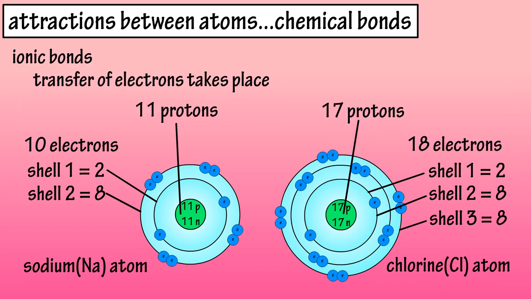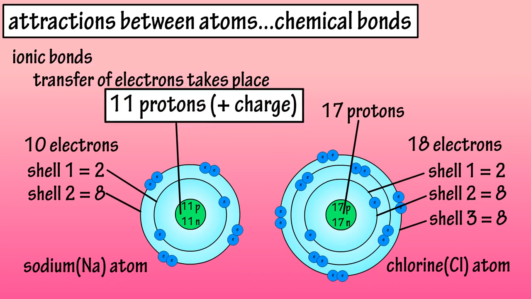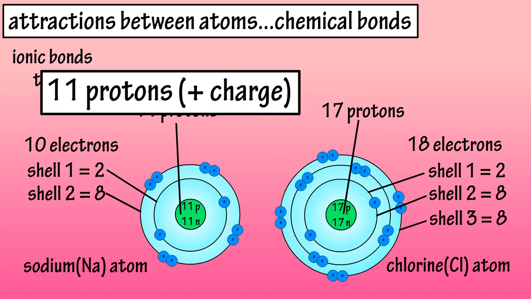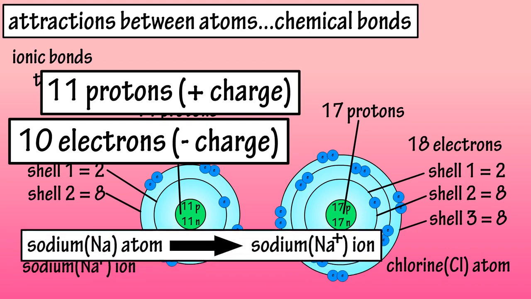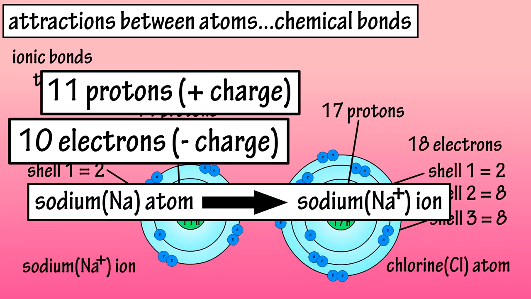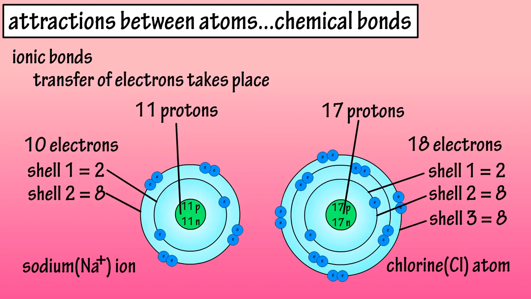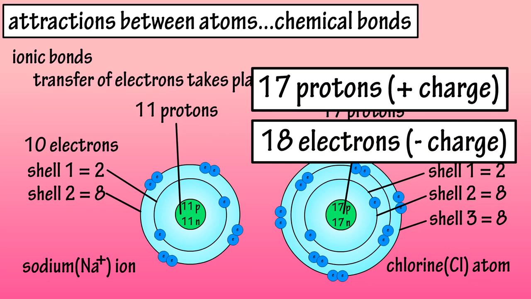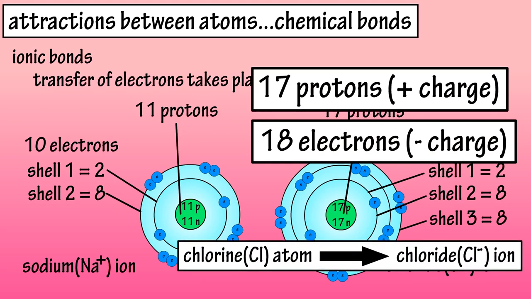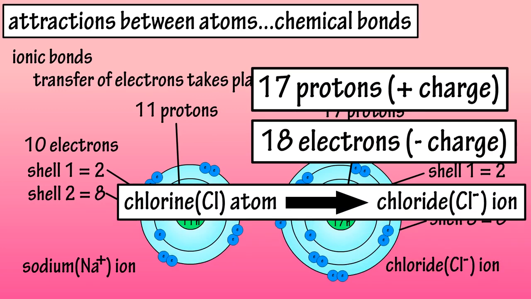Since the sodium atom gave up an electron, it has 11 protons, which are positively charged, and 10 electrons, which are negatively charged. This results in the formation of a sodium ion with a positive charge. An ion is an atom or molecule with a net electrical charge due to the loss or gain of an electron. Since the chlorine atom gained an electron and now has 17 protons and 18 electrons, it is a chloride ion with a negative charge.